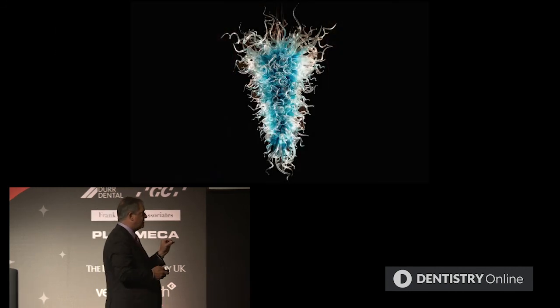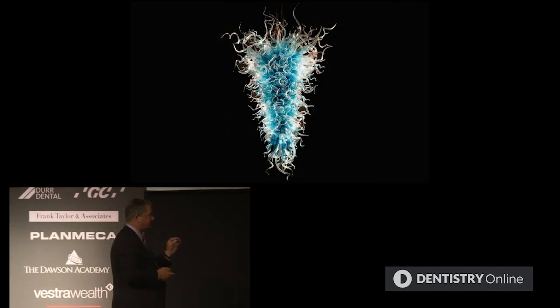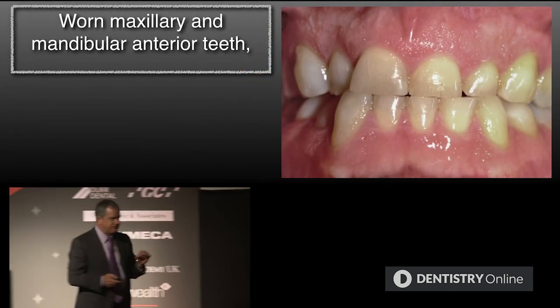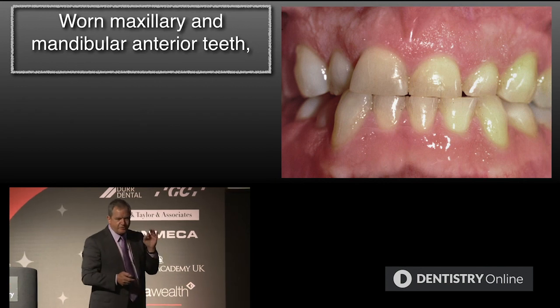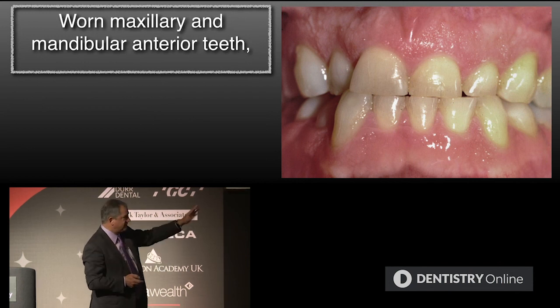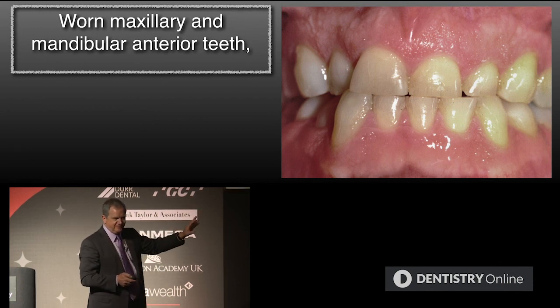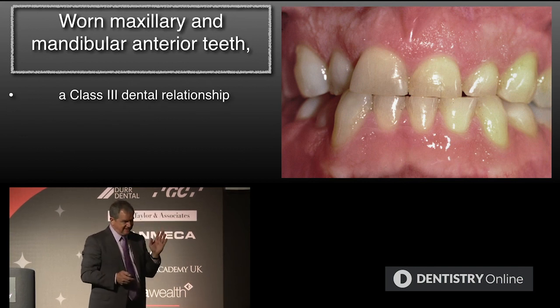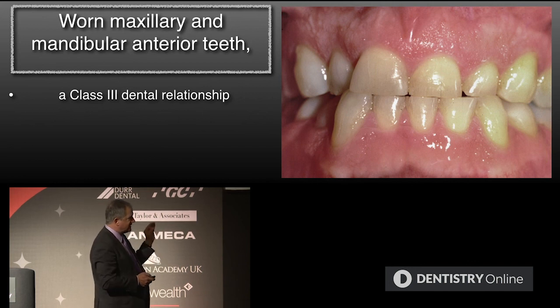Now, let's go to a little bit more difficult patient. Maxillary anterior tooth wear, mandibular anterior tooth wear, 0 posterior tooth wear. His posterior teeth are phenomenal. His anterior teeth look terrible, right? He's class 3 dentally. So he has a class 3 molar relationship. He has a class 3 canine relationship on the right.